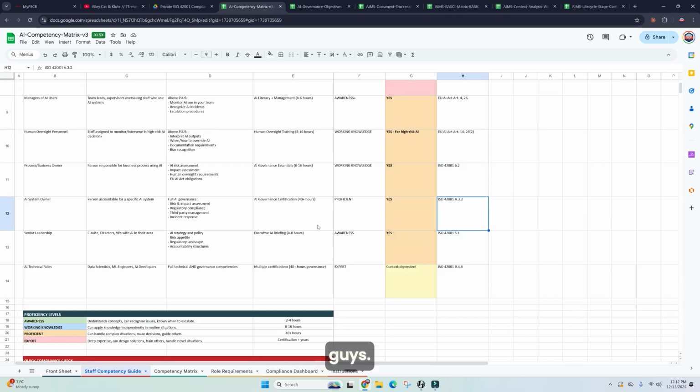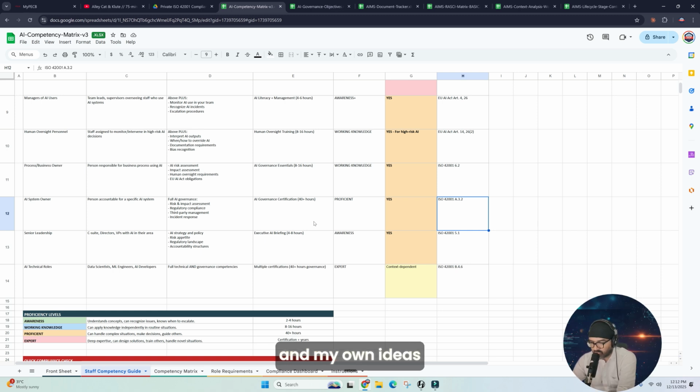So there you have it, guys. 6 documents that form part of the operational backbone of an ISO 42001 implementation. We looked at lifecycle stage control matrix, context analysis workbook, RASCI matrix, document tracker, governance objectives, and competency matrix. And these aren't just theoretical templates. They're tools I've built through my own study and my own learning and my own ideas and having the actual documents. So if you found this useful, again, I appreciate all the feedback.